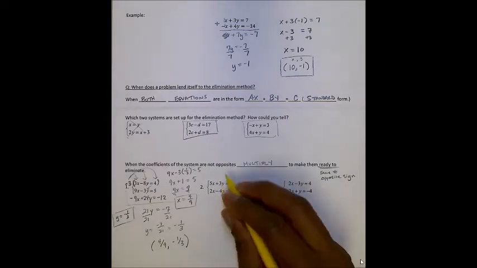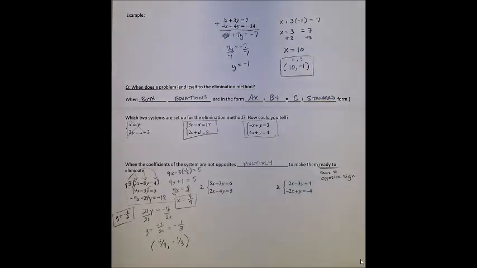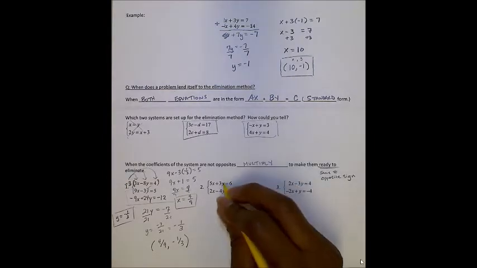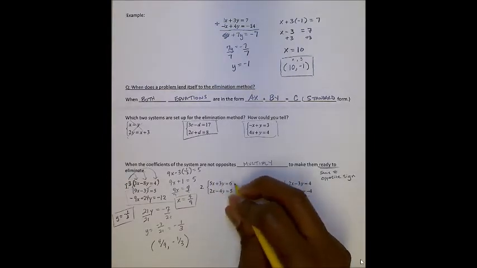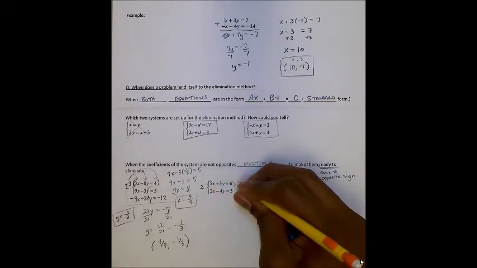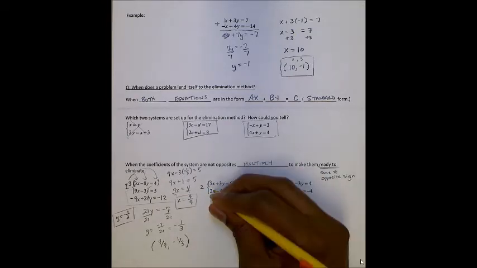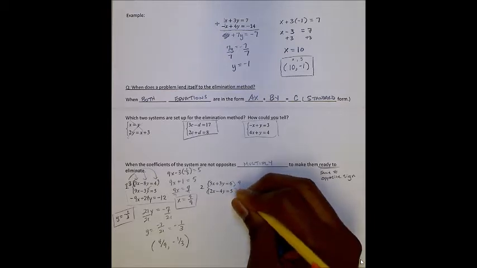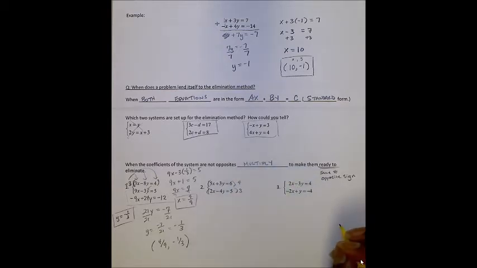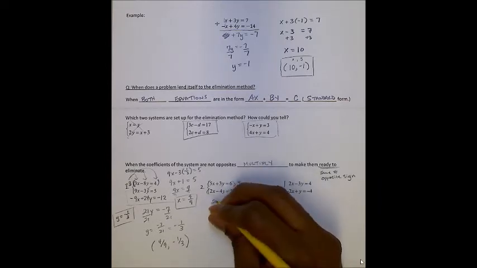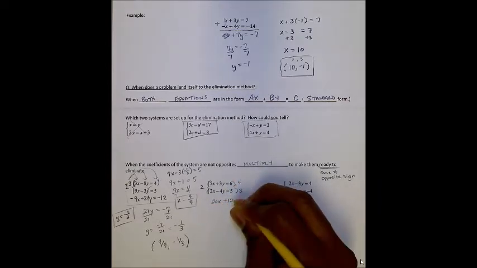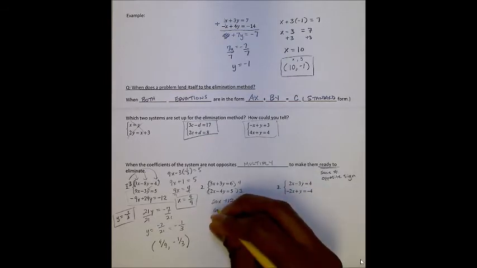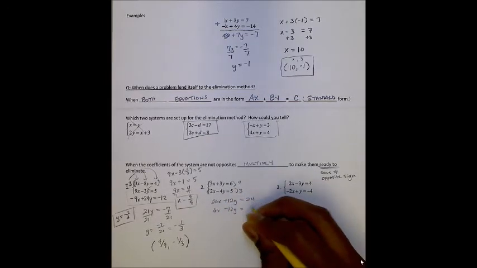Now I'm going to look at these numbers, 3 and 4. What can they both get up to? What's the lowest number they can both multiply to, the least common multiple? And that number is 12. So I'm going to multiply this top equation by 4 in order to get my y to be 12, and I'm going to multiply this bottom equation by 3 in order to get my y to be 12. And so we have 20x plus 12y equals 24, and 6x minus 12y equals 15.